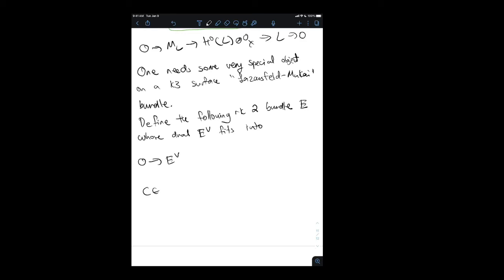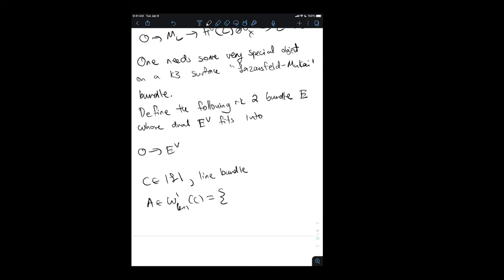So I pick some C in the linear system L, and I pick some line bundle A in W^1_{k+1}(C). All the curves in the linear system L are known to have gonality k+1, which means that the least degree such that there is a map to P1 is k+1. And then you look at the associated line bundles, and from these you can construct a vector bundle. So this means A is a line bundle with h^0(A) = 2 and deg A = k+1. And then I get the famous Lazarsfeld-Mukai bundle, which is a bundle whose dual looks like this.